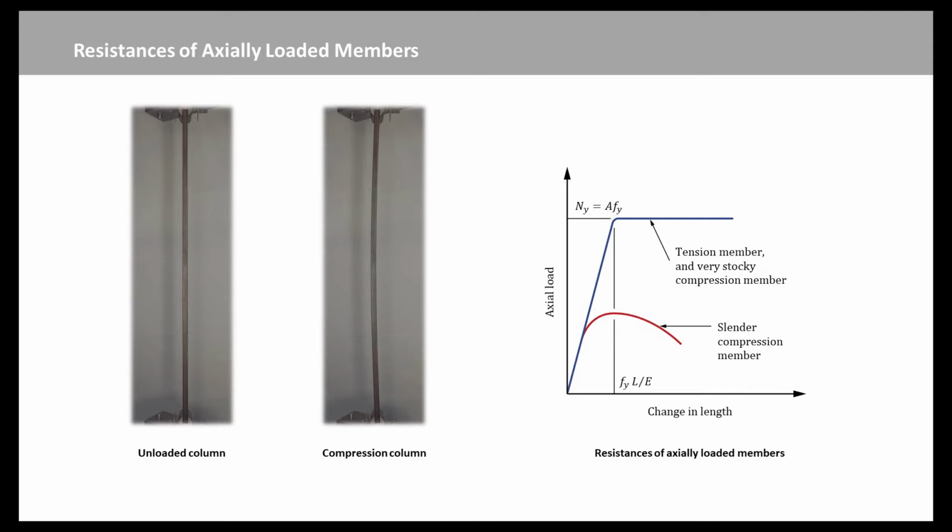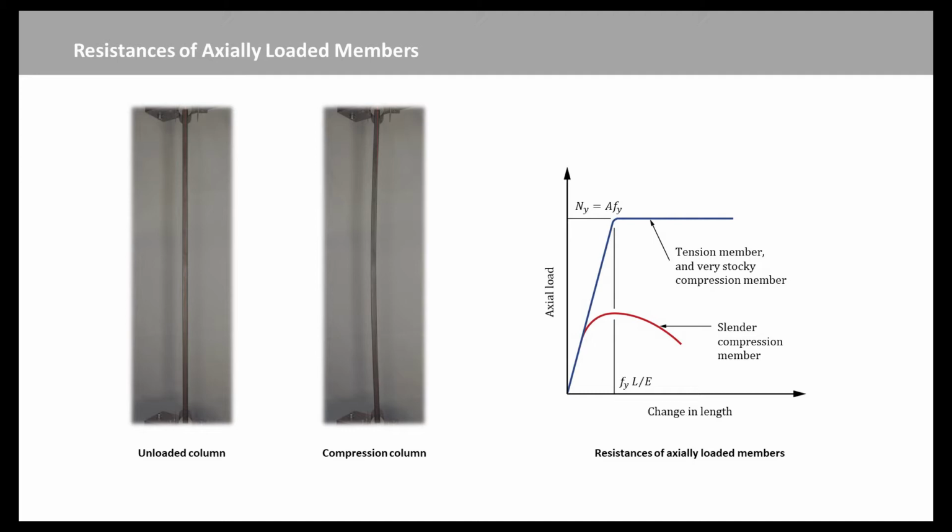Very stocky compression members behave in the same way as do tension members, until after the material begins to flow plastically at the squash load Ny equal to A times Fy, where A is the cross-section area of the members, and Fy is the material yield strength. However, the resistance of a compression member decreases as its length increases, in contrast to the axially loaded tension member, whose resistance is independent of its length.